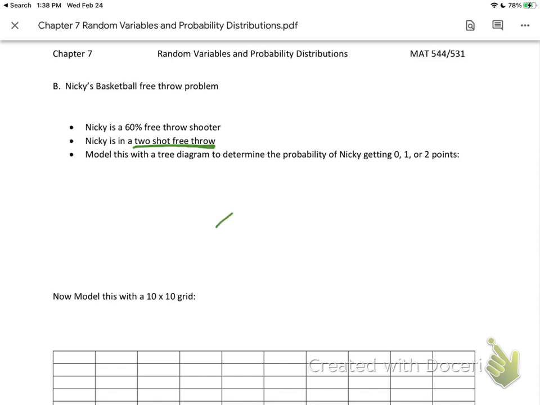Okay, so this time, unlike the 1 and 1, she doesn't have a dead end for the lower branch. So this is 0.6, this is 0.4, this is her second shot, this is 0.6, this is 0.4. So now she has 1, 2, 3, 4 different options here. So let's figure out what it is that she's getting.